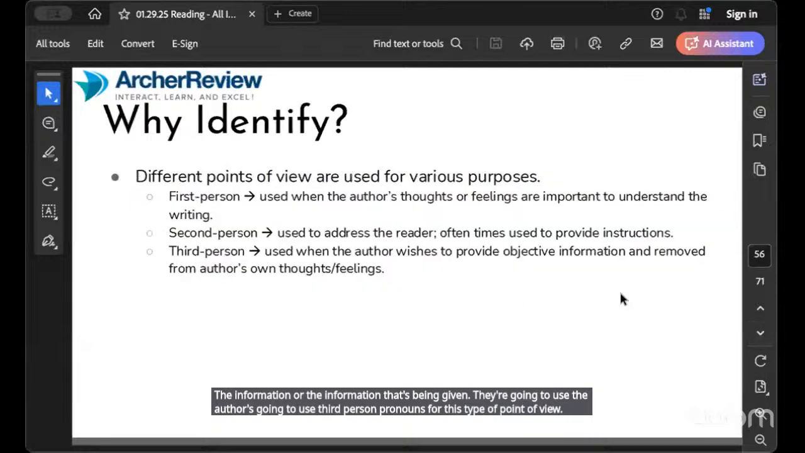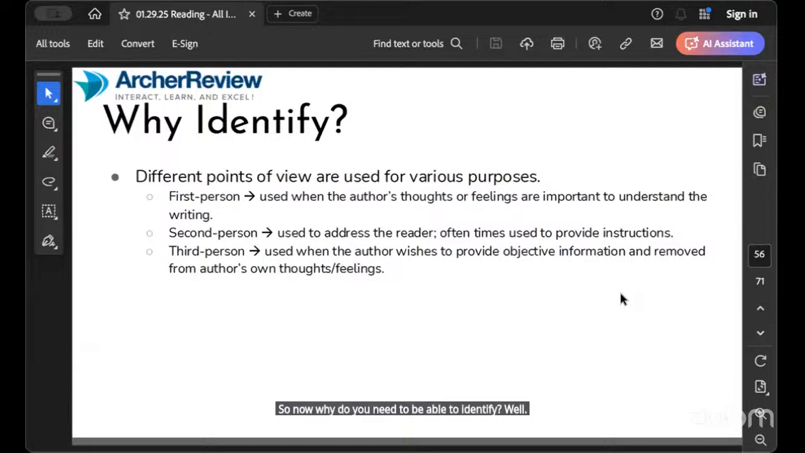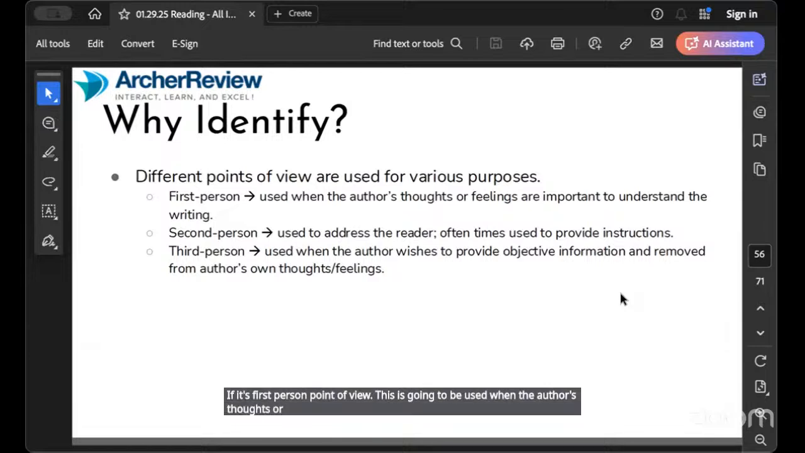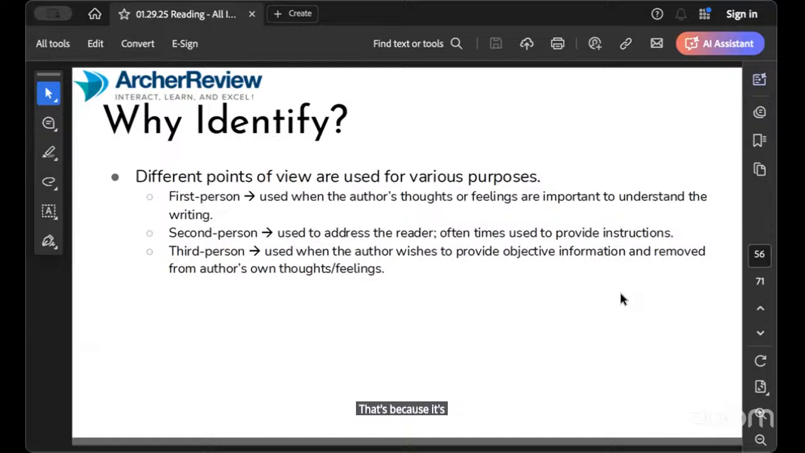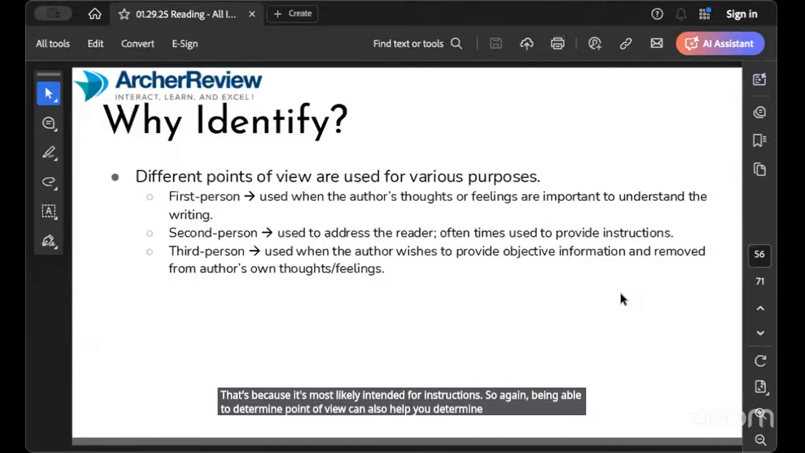So now, why do you need to be able to identify? Well, this is going to help you for a couple of different reasons. If it's first person point of view, this is going to be used when the author's thoughts or feelings are important. So this is where the author is trying to really highlight what the thoughts and feelings are for that writing. If it's second person, the author wants to address you, the reader, directly. That's because it's most likely intended for instructions. So again, being able to determine point of view can also help you determine purpose.